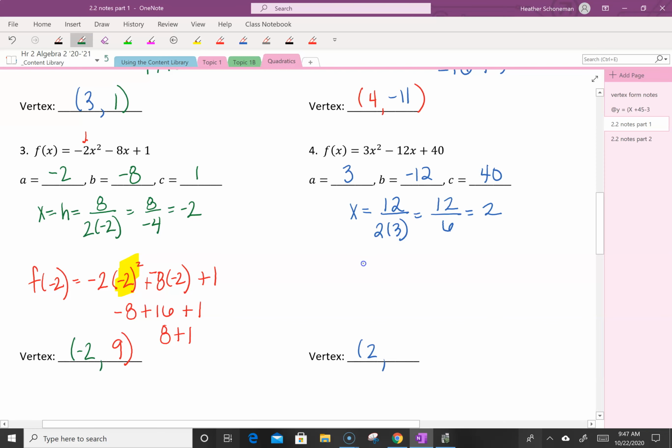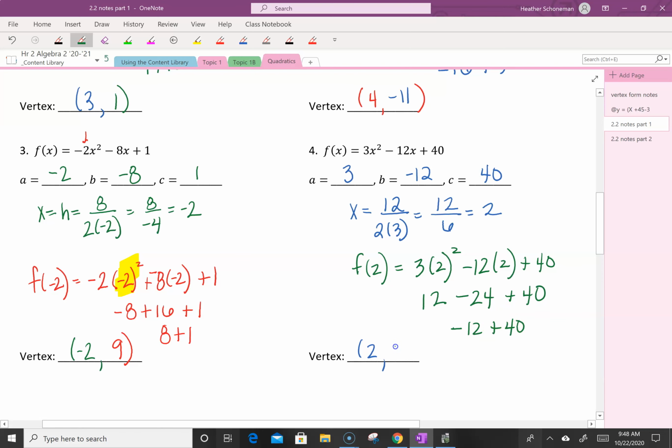And now I need to find my y. So I'm going to find f of 2 by plugging in 2. So I have 3 times 2 squared minus 12 times 2 plus 40. 2 squared is 4, times 3 is 12. -12 times 2 is -24 plus 40. 12 and -24 is -12 plus 40. You get 28. Okay. Now on these, when we're not graphing them, don't worry about getting big numbers because it doesn't really matter.